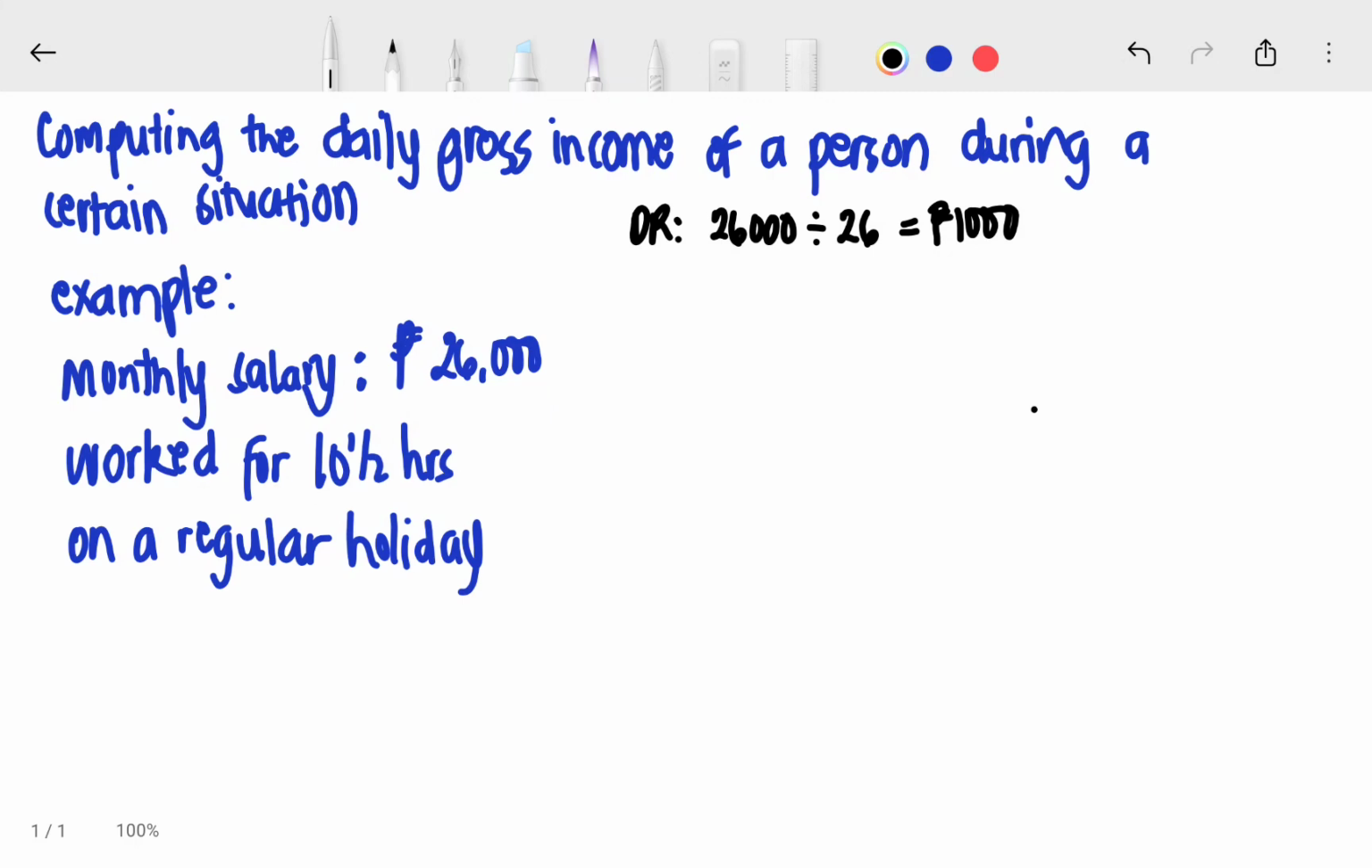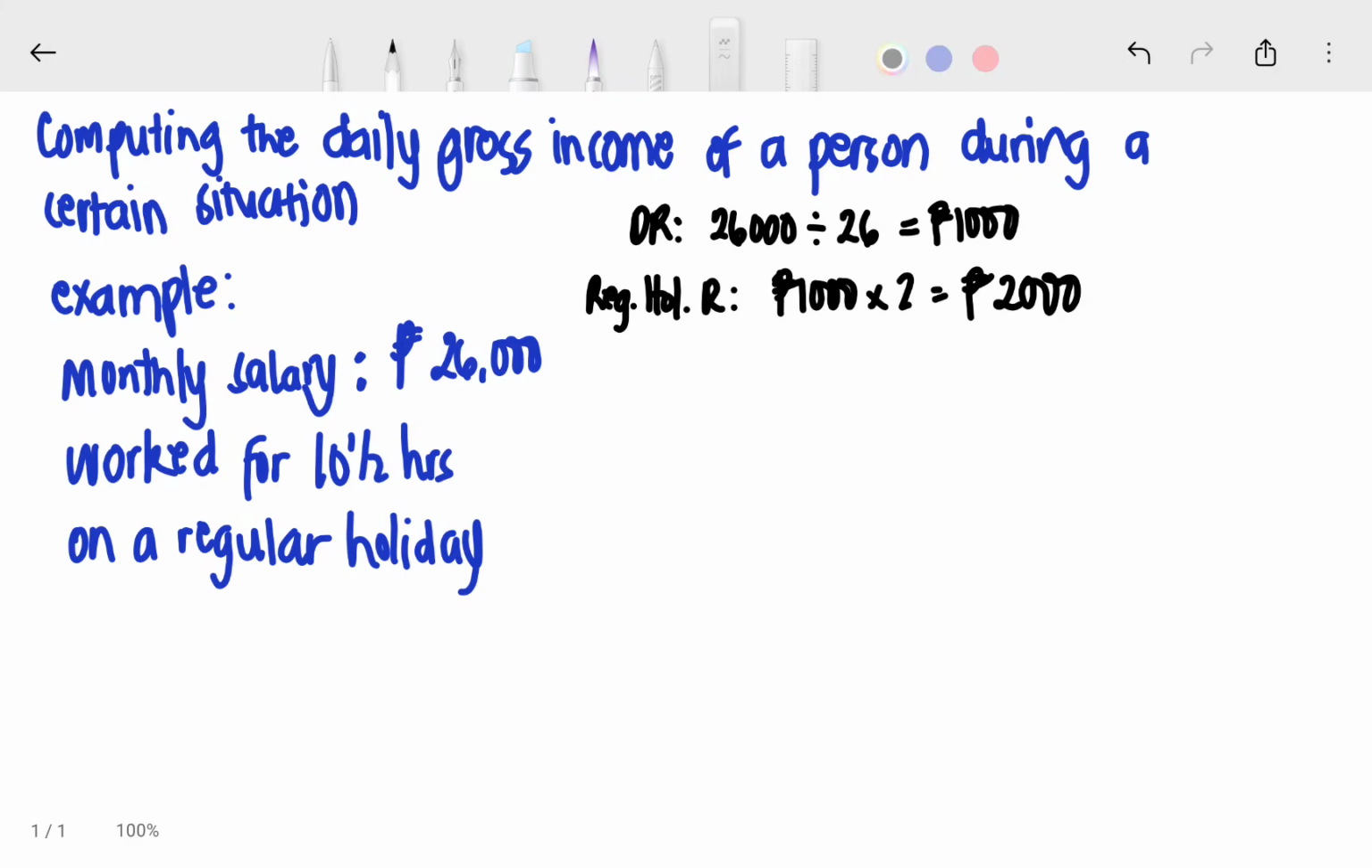Now, how much will be the daily rate of that person during a regular holiday? Since it's regular holiday, ang bayad po sa kanya for the first 8 hours na nagtrabaho po siya, kasi yun po ang nakalagay sa code natin, will be 200% nung sahod niya ng araw na yon, or simply times 2. So, yung regular holiday rate niya will be 1,000 pesos times 2. So that will give us 2,000 pesos for that day.